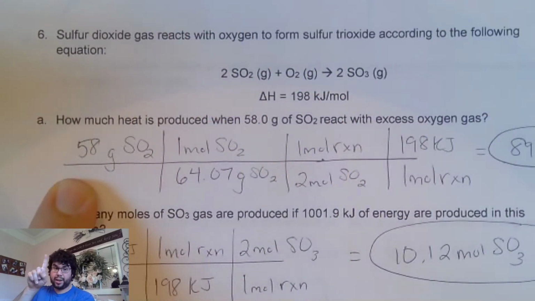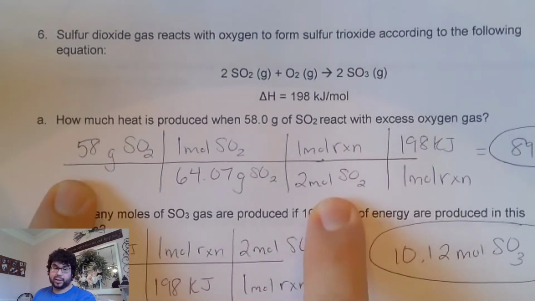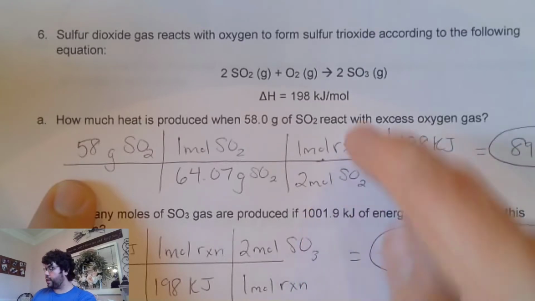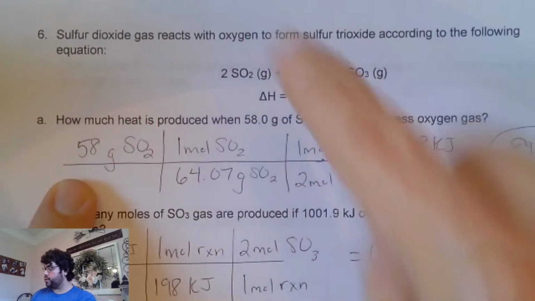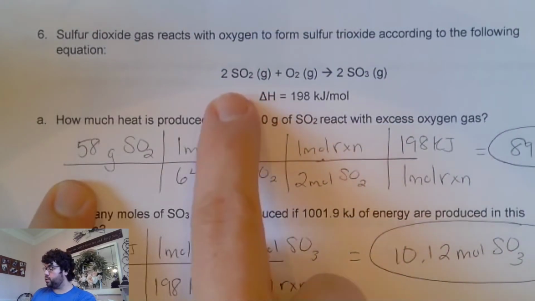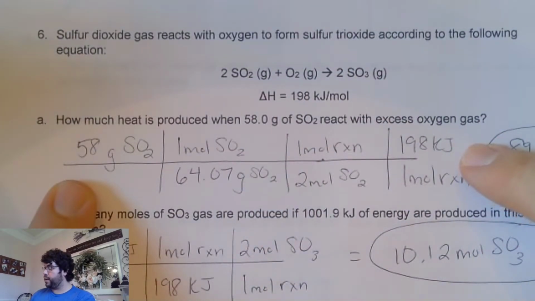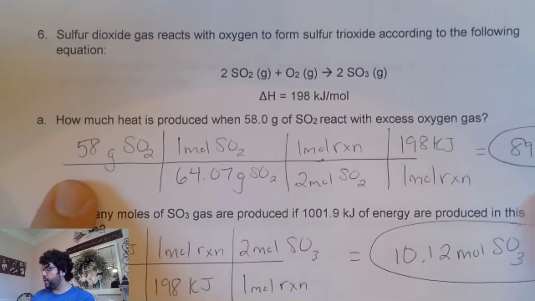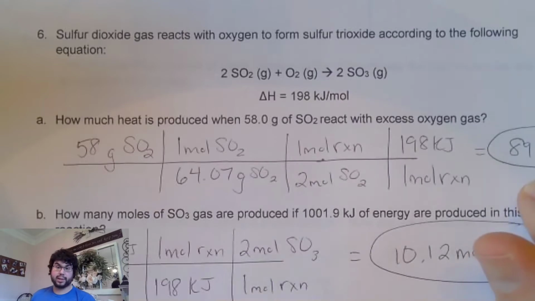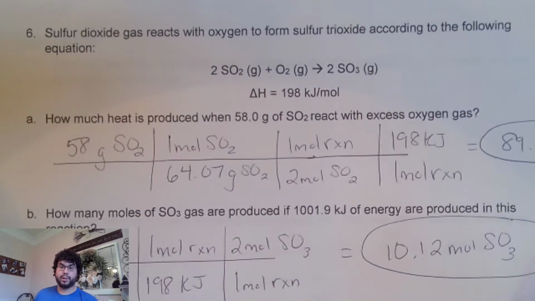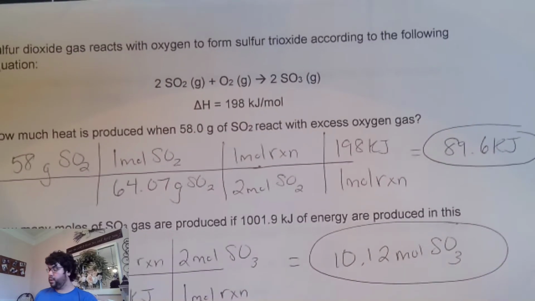So once in one cycle of the reaction, 2 moles of SO2 are used. So that's the ratio between how many times the reaction occurs. 2 moles of SO2 are consumed for every 1 time the reaction occurs, and then multiplied by the enthalpy. So it's 198 kilojoules per mole of reaction. We get this answer right here, 89.6 kilojoules. 89.6. Flip over there. All right, next question.